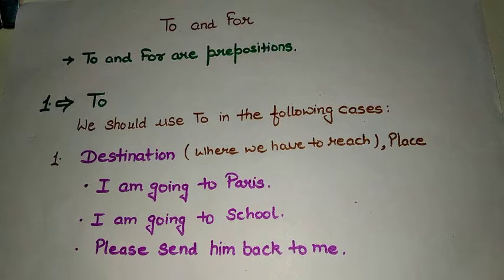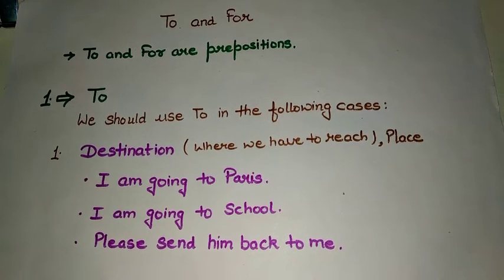Next sentence: Please send him back to me. Can you find any destination here? Here I'm just saying to send him back, not to a place. How can I say that there is some destination? See, in this sentence, there may be no destination. But here I am talking about how movement is taking place, or the direction of action.